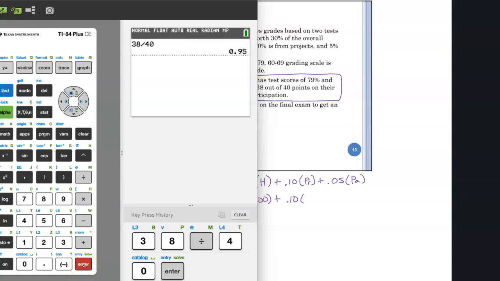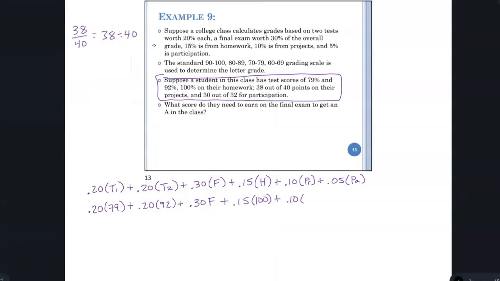And that's 0.95. And then if you multiply that by 100 or move the decimal 2 spaces, that would change it. So right now we took that fraction and wrote it as a decimal, and we really want to change that to a percent. So move the decimal over 2 spaces. So this is really the same thing as 95%. So 10%, 0.10 times 95, and then 0.05, and we're going to do the same thing for participation.